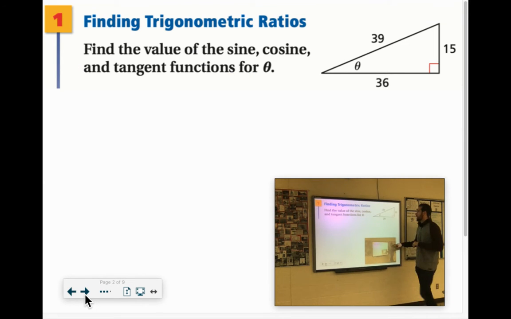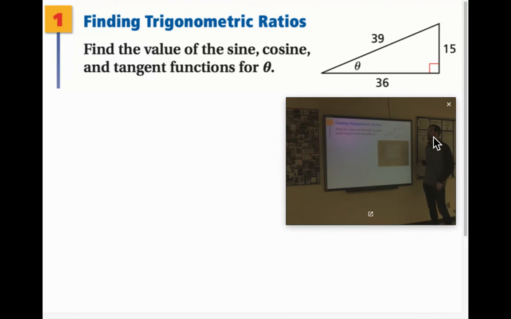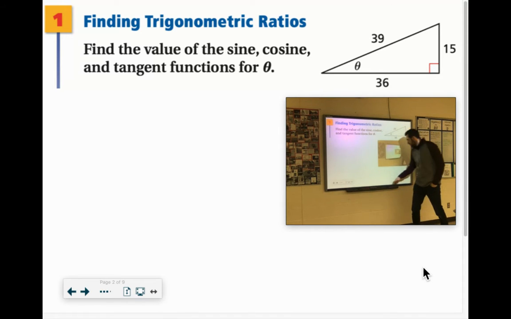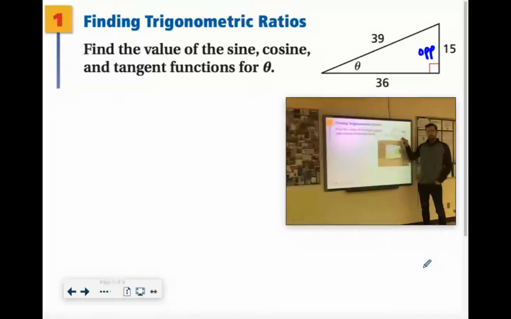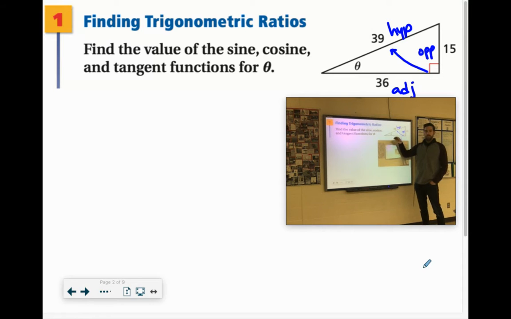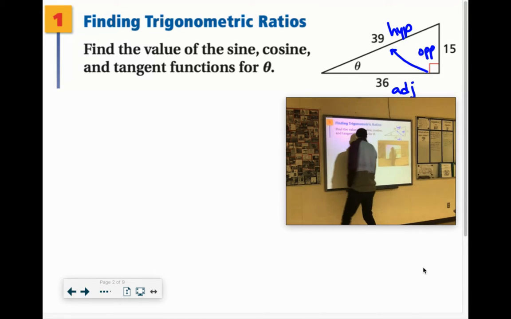Find the value of the sine, cosine, and tangent functions for theta. So if you look, here's our angle theta. The opposite side would be this side with 15. The adjacent side is the one touching the angle. We always know the hypotenuse is the longest side, and it's across from that right angle. So then the other side that's touching the angle is the adjacent side. So it's all based on which angle you're looking at.